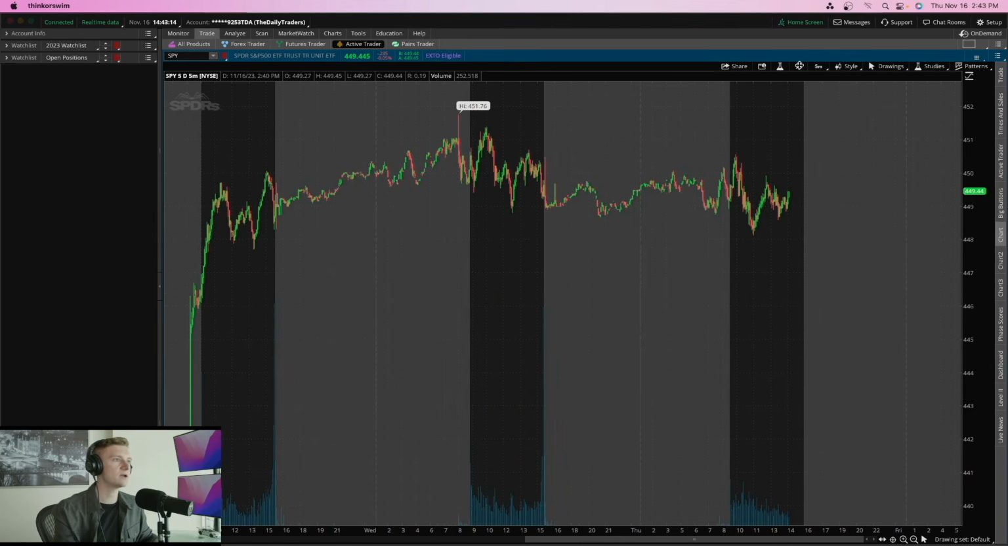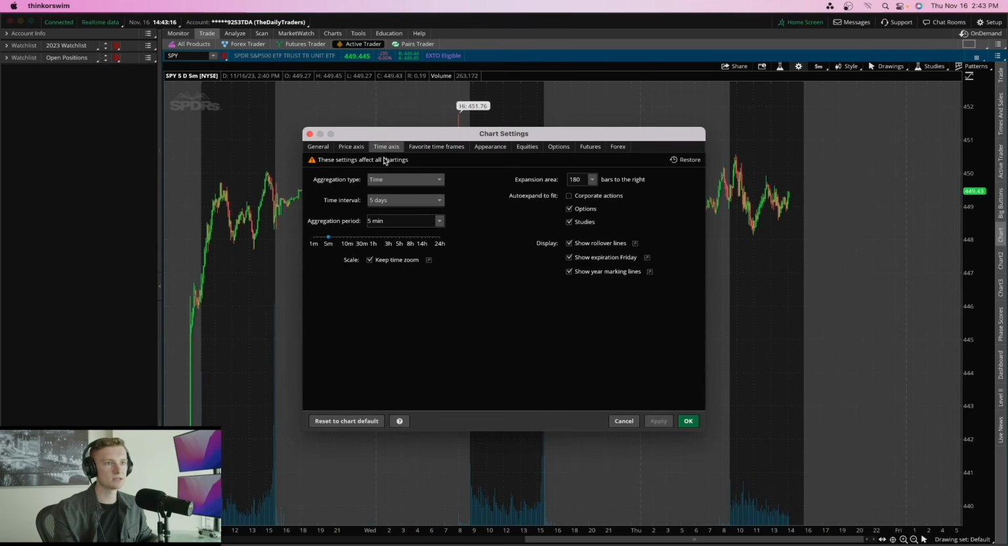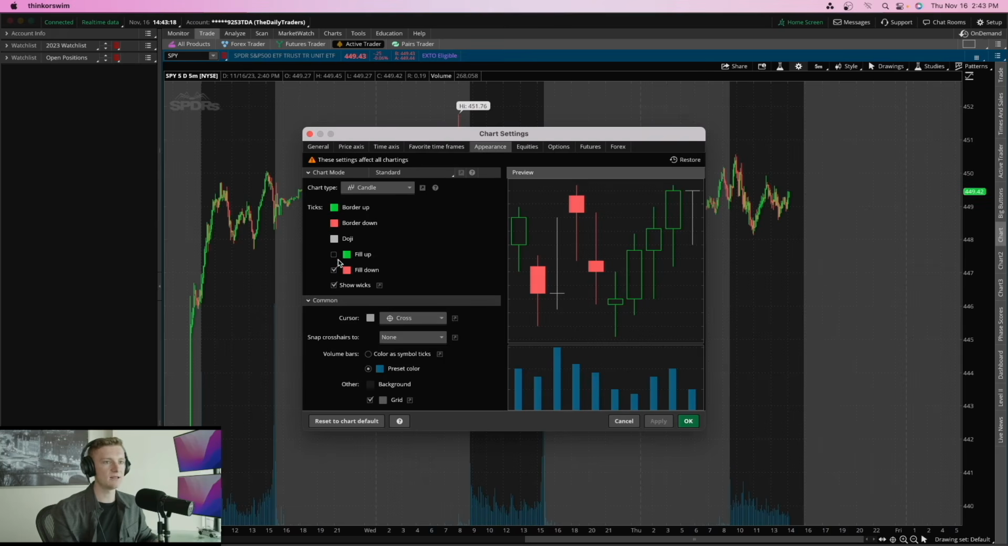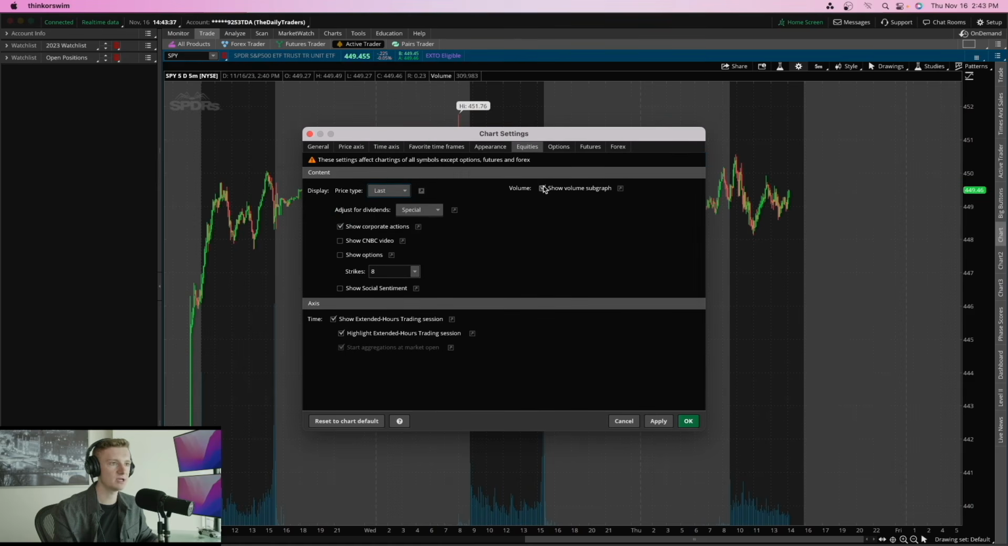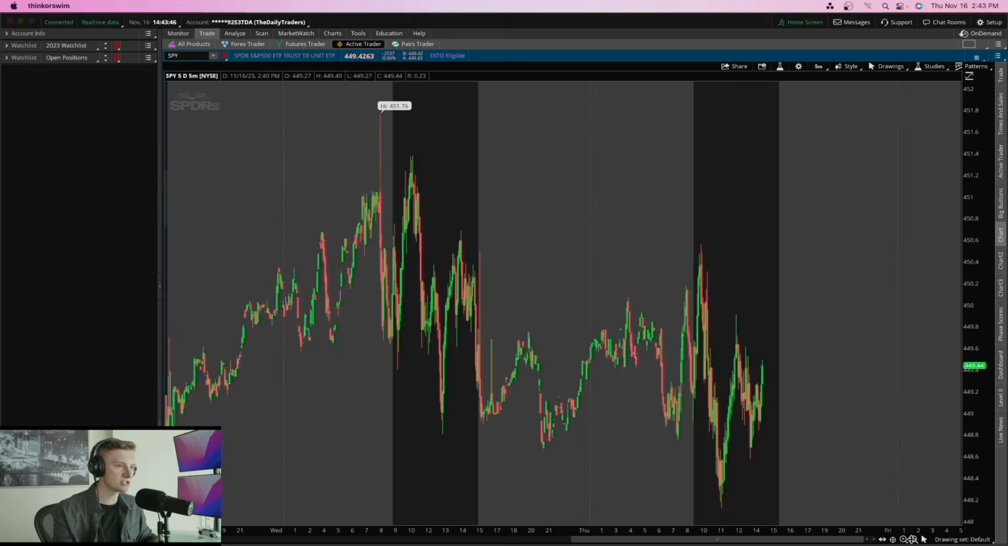Okay, go back to this little gear icon. Now let's go over to appearance. I like clicking on fill up. That's going to fill in all of the green candles. I like removing the grid, and I don't like this little volume graph under here. So what I'm going to do is I'm going to go to equities, and I'm going to click on the volume, show volume subgraph, and uncheck that. Now I'm going to click apply, and there you go. We just cleaned up our chart.